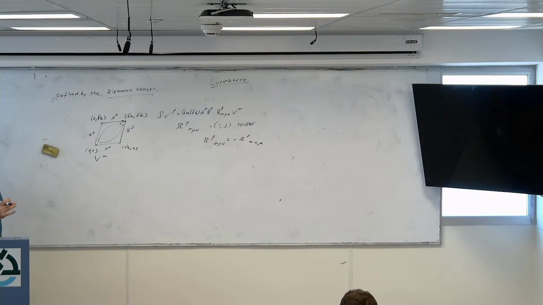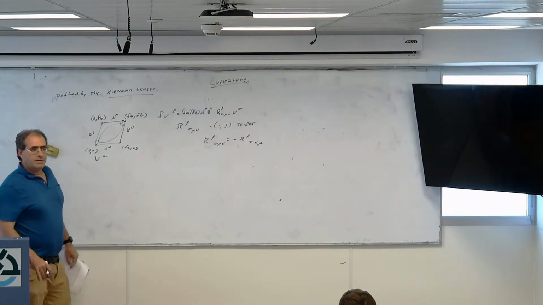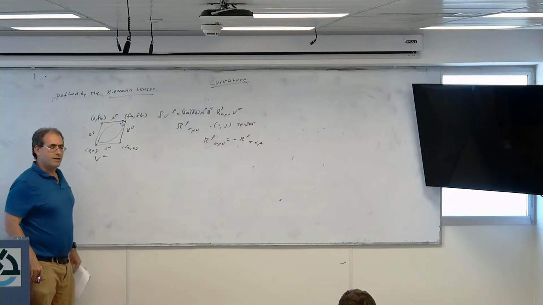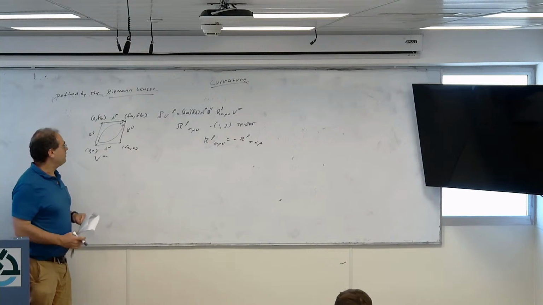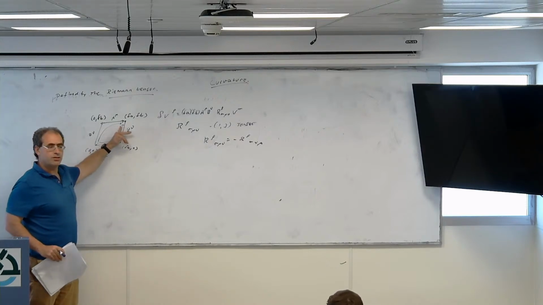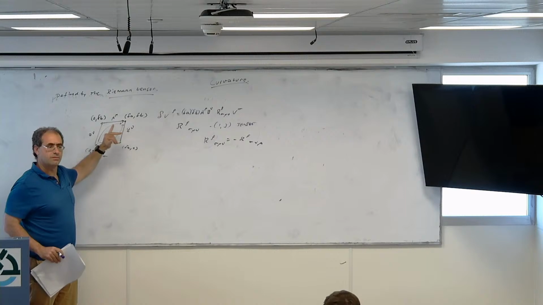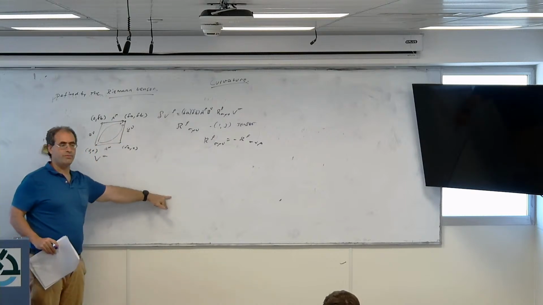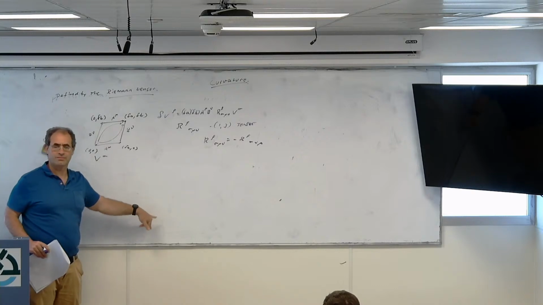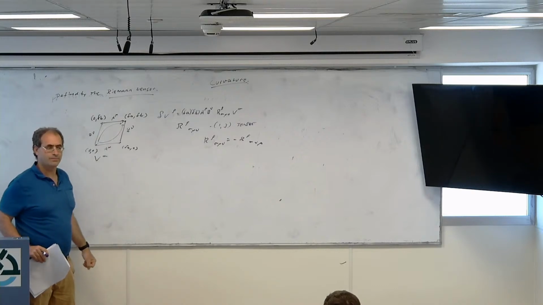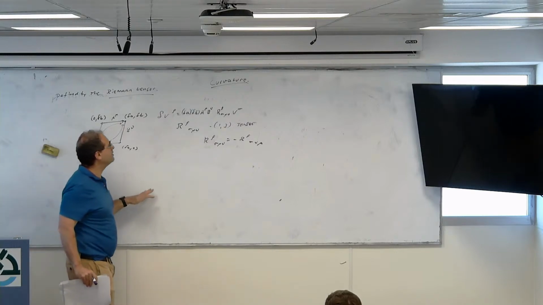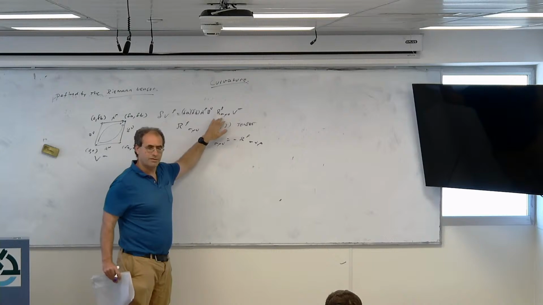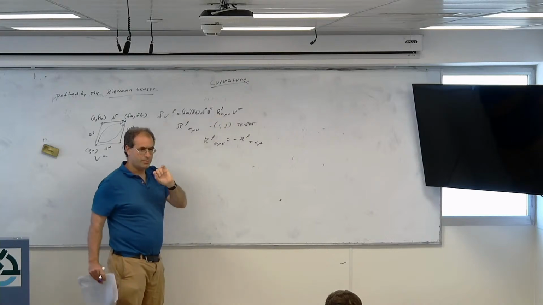R doesn't depend on the path, right? It's an intrinsic property of the manifold. How much it changes depends on the path I choose, of course. If I go through different paths, I will see different changes. At the end of the day, you'll see that this is an intrinsic property of the manifold.